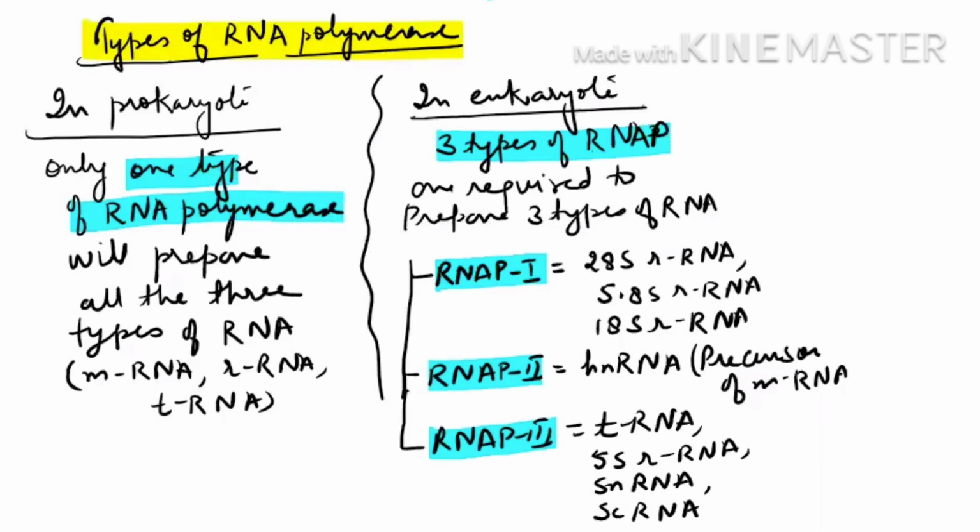For this one, there is a learning tip. See here, you are preparing for the PMT exam, pre-medical entrance test. So you just write R. So this is your RNA polymerase 1, which is preparing ribosomal RNA. This is your RNA polymerase 2, which is going to prepare messenger RNA precursor, and RNA polymerase 3, which is going to prepare transfer RNA. So I hope this topic is clear to you, how many types of RNA polymerase are required in case of prokaryotes and in case of eukaryotes.